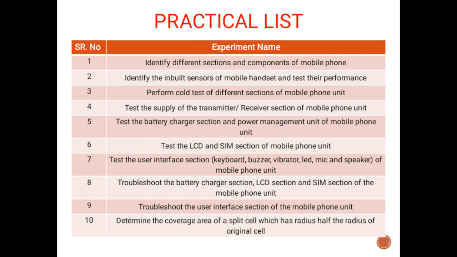Practicals number 1 to 9 are performed on the mobile trainer kit, which consists of all these sections, and we have to test, identify and troubleshoot these sections. Next one is the 10th practical: determine the coverage area of a split cell which has a radius half the radius of the original cell.